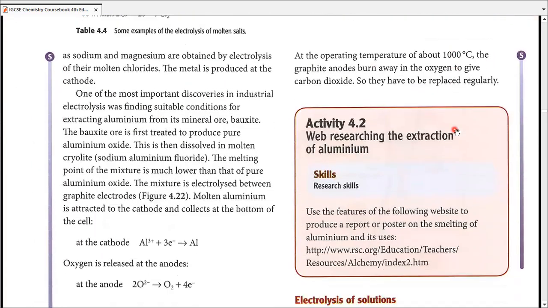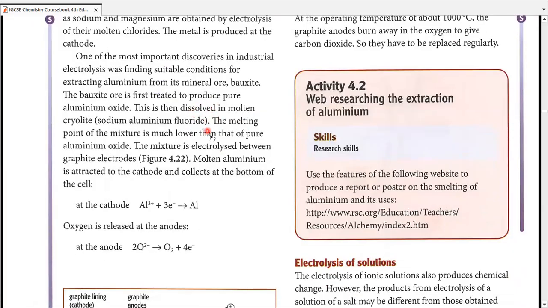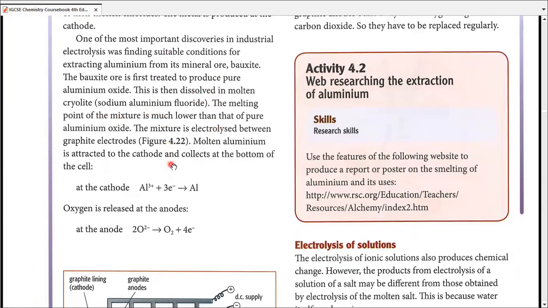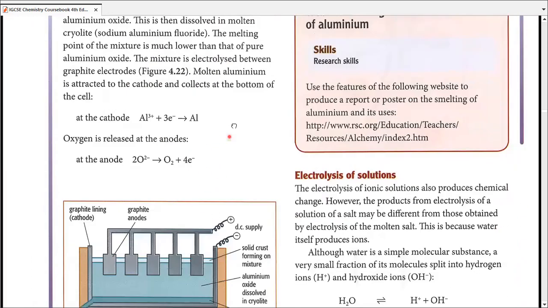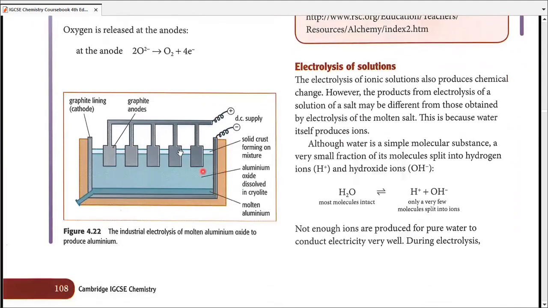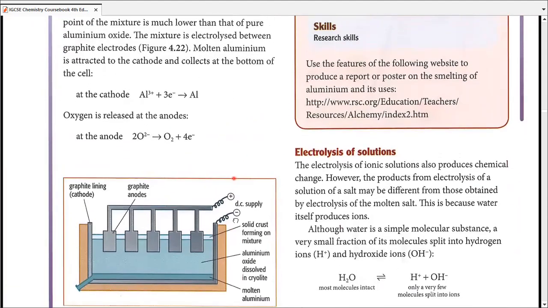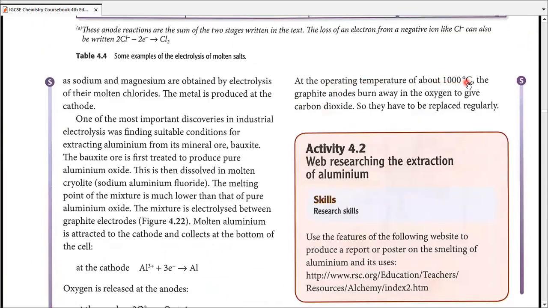All right. So the same pieces of information are present over here. The bauxite treated first, molten cryolite, much lower temperature, electrolyze, the equations on cathode and anode, simpler diagram for understanding what actually happens with it. And finally, operating temperature about 1000, graphite anodes burn away. We need to replace them regularly. All the pieces of information are also present over here. So that's just a repetition. And that actually completes the industrial electrolysis of molten material.